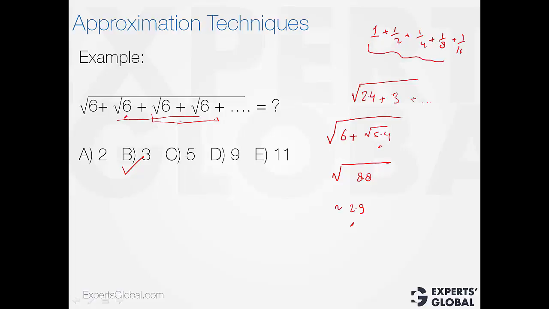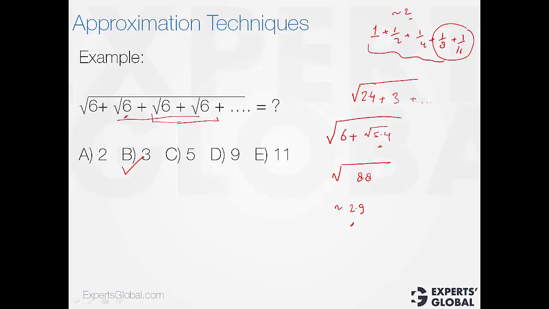For example, this one: 1, this is 0.5, this is 0.25, 0.125, 0.0625. So this is 0.2 roughly, 0.45, 0.95 plus 1. So you have approximately 2. So look at the answer choices, and whichever answer choice is closest to 2 would be the right answer choice. So this works out very well in a lot of questions.